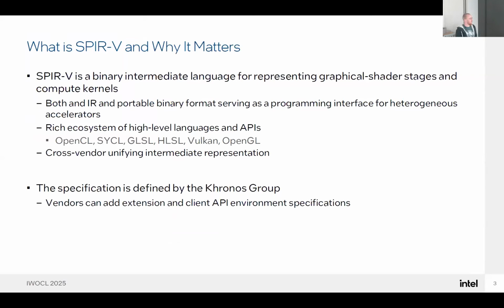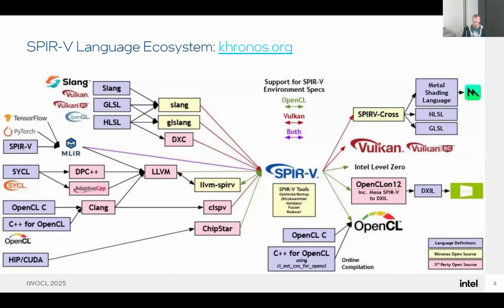So SPIR-V, as you probably know, is a binary intermediate language representation suitable for both graphical shaders and compute kernels. It's just a portable binary format to connect things. It is used in many places like OpenCL, SYCL, LLVM, Vulkan. It's kind of a cross-vendor unifying thing. The specification is defined by the Khronos group, but vendors could bring their own extensions or define client API specifications to customize how SPIR-V behaves in their specific environment, device, or whatever.